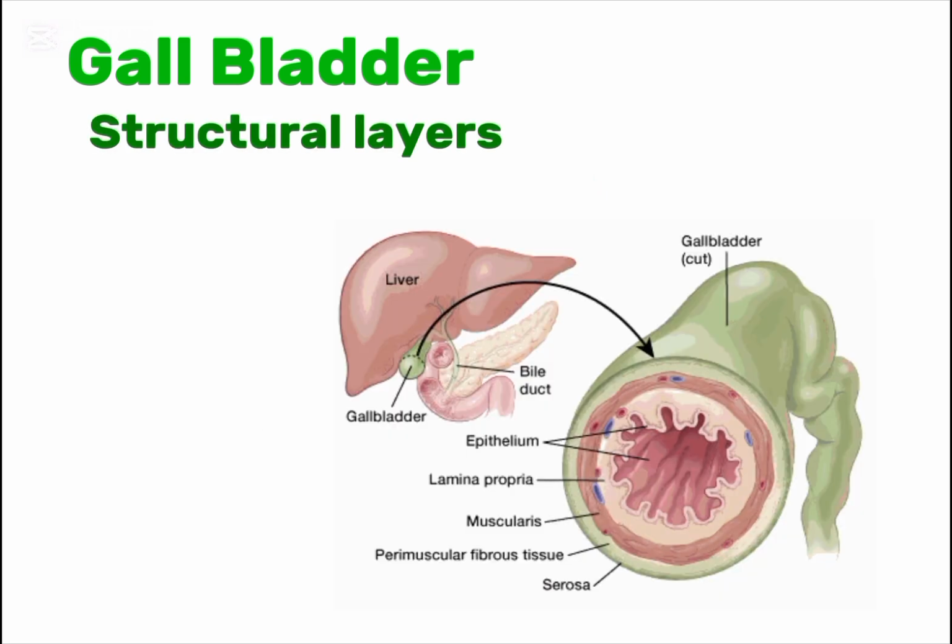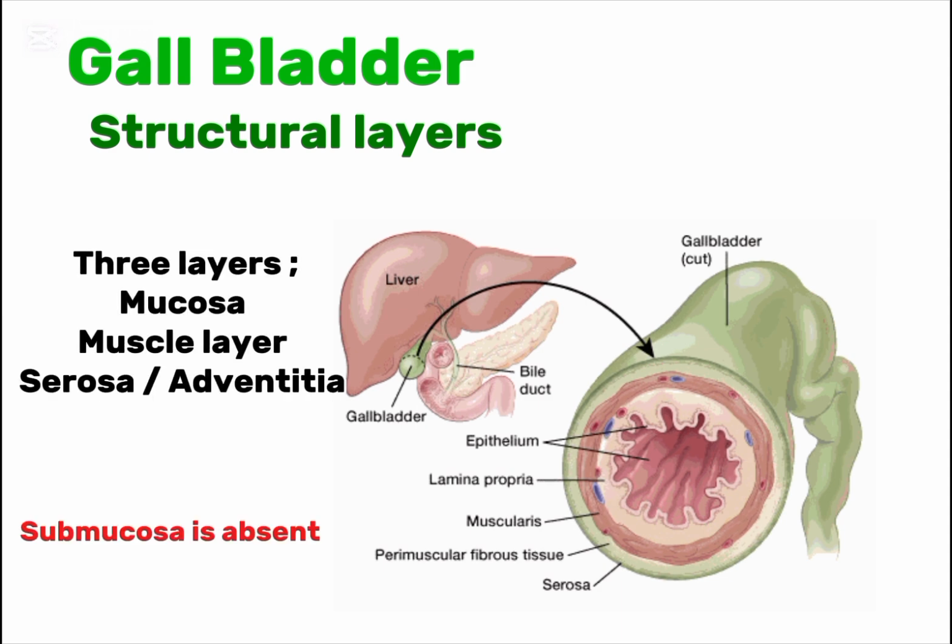Structural layers of the gallbladder. Gallbladder has the same structural layer as the basic structure of the alimentary canal with some exceptions and modification. First exception is that gallbladder has three structural layers instead of four. Unlike the basic structure of alimentary canal, the most innermost layer is the mucosa that is made up of simple columnar epithelium and lamina propria that consist of connective tissue, lymphatic, nerves, and vessels.